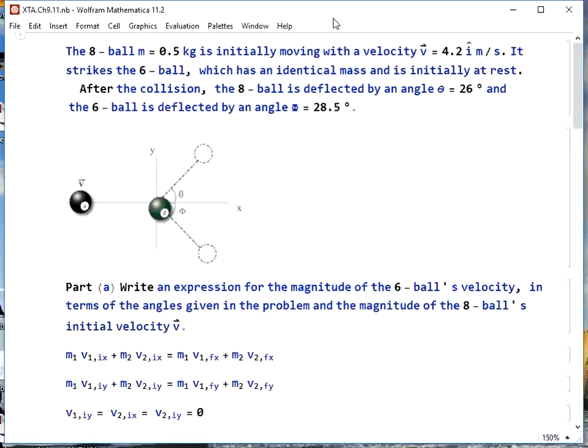The 8 ball with a mass of 0.5 kilograms is initially moving with a velocity v equals 4.2 i-hat meters per second. It strikes the 6 ball, which has an identical mass and is initially at rest. After the collision, the 8 ball is deflected by an angle theta equals 26 degrees, and the 6 ball is deflected by an angle phi equals 28.5 degrees.